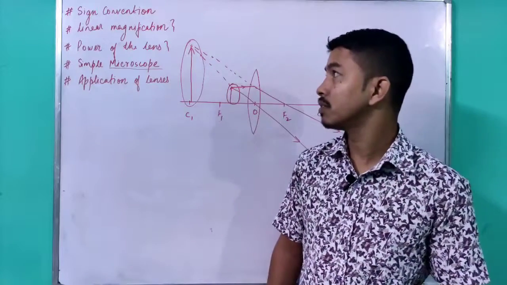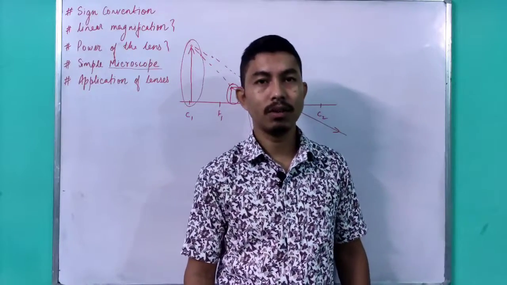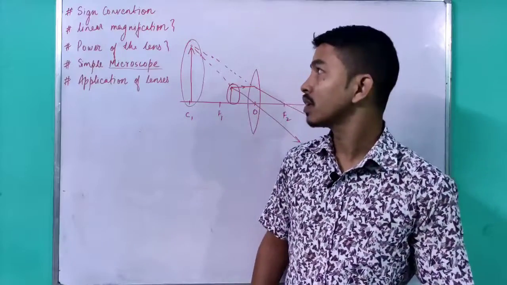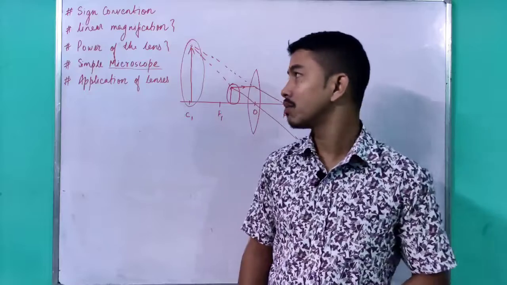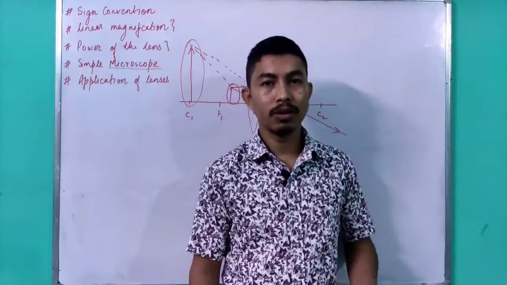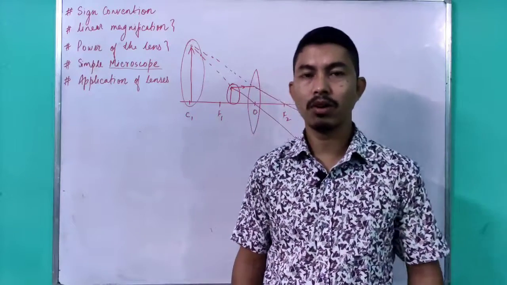So this is the end of the chapter, lens. It's very simple and easy to understand. You may go through my complete video, which will help you to understand the chapter in a better way. And if you have any problem, you are free to ask me.